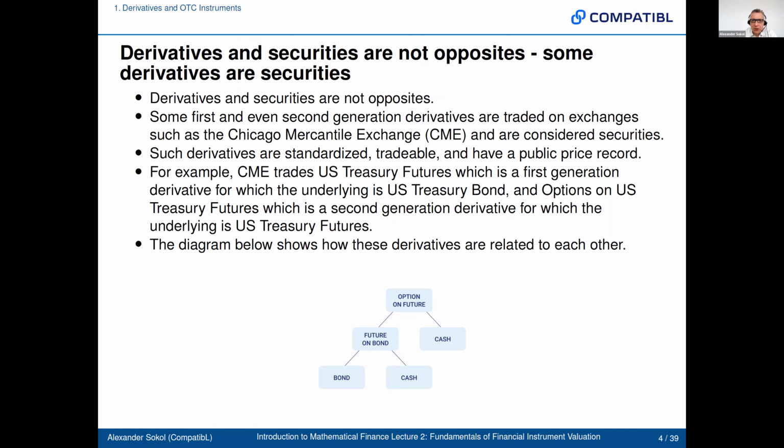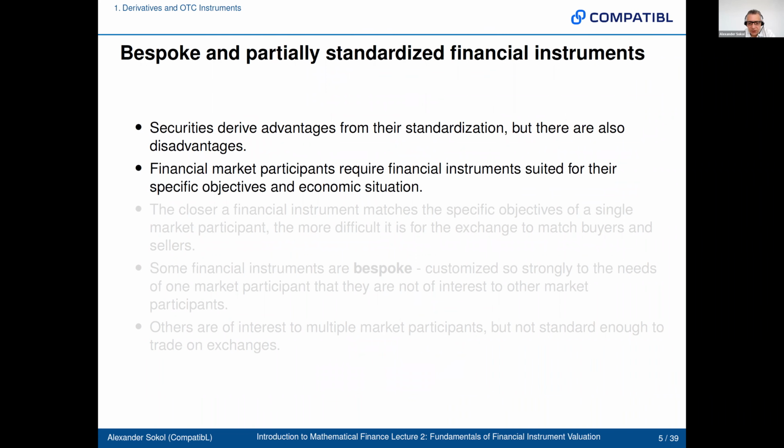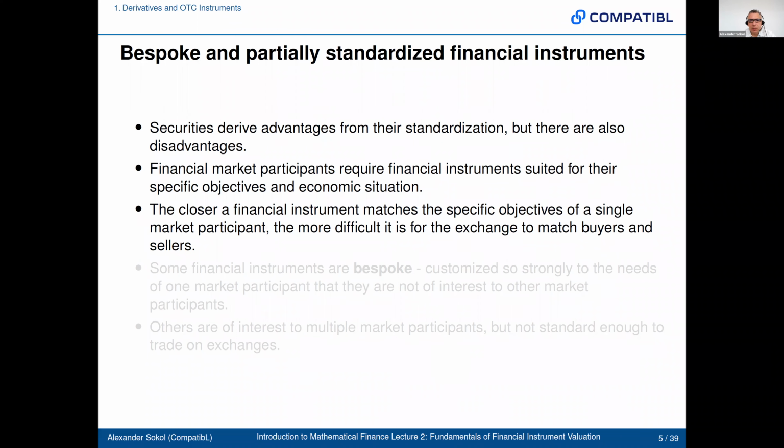All right. So now, securities derive advantages from their standardization, but there are also disadvantages to standardization. Financial market participants require financial instruments suited to their specific objectives and economic situation. And the closer a financial instrument matches the specific objectives of a single market participant, the more difficult it is for the exchange to match buyers and sellers.